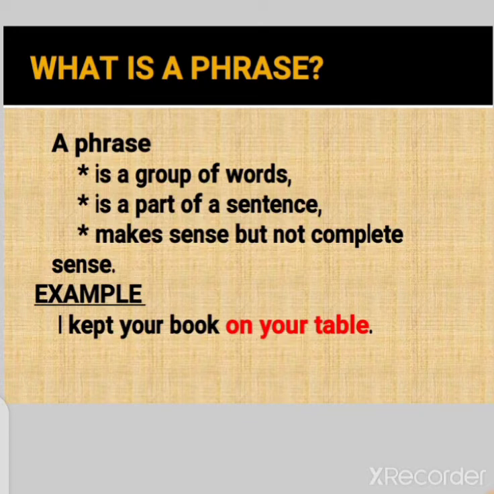For example, I kept your book on your table. I kept your book. Perfect, it's a good sentence. We are adding on your table. See the definition of the phrase. It is a group of words. It is a part of a sentence. It makes sense, yes, but not complete sense. Can on your table stand alone? It is not possible. It can't be. Therefore, it makes sense, but not complete sense.